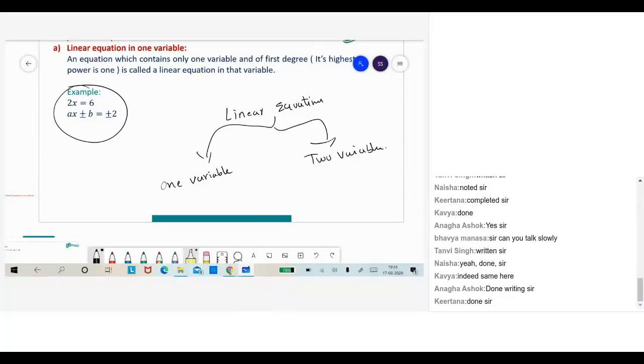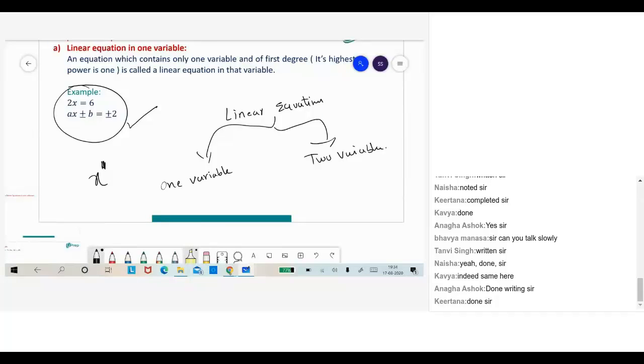Here there is only one variable x. What are a and b called? A and b are called constants. So in both these equations, there is only one variable called x. So we call it a linear equation in one variable. Why do we call it a linear equation? Because the degree of the variable x is 1.